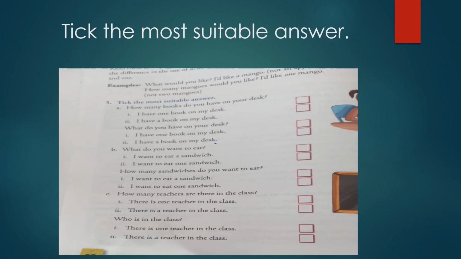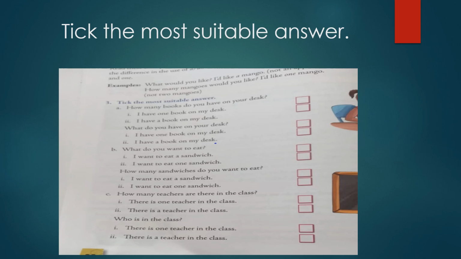Example is given here. What would you like? I would like a mango, not an apple. How many mangoes would you like? Now, how many numbers? How many mangoes would you like? I would like one mango, not two mangoes.